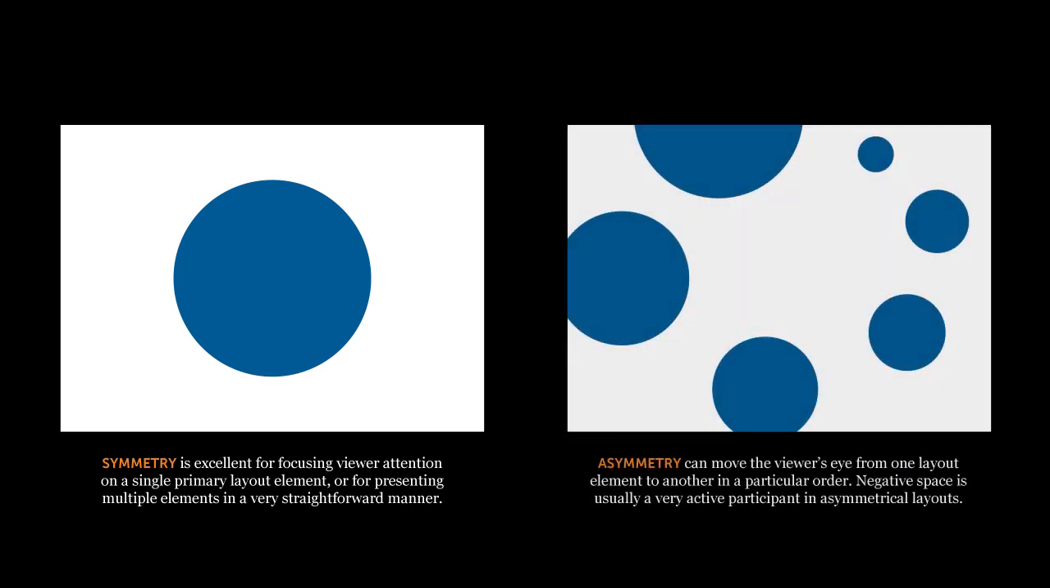They are both equally important design approaches, but they serve very different purposes. Typically, symmetry is best for focusing the viewer on a single element. Symmetry frames the content and presents it in a very straightforward manner, whereas asymmetry moves the viewer's eye dynamically from one element to another in a particular order. You need to understand these differences so that you can apply them to their greatest effect. You need to decide what will communicate your message most effectively.